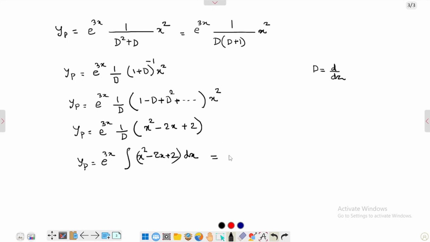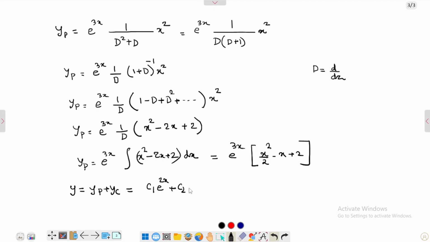So finally what I will get here is e to the power 3x, and I will get x cube by 3 minus x square plus 2x. So you got yp. So the total solution is y equal to yp plus yc. And my yc, first of all, is c1 e to the power 2x plus c2 e to the power 3x. Then I get plus e to the power 3x, and that gives me x cube by 3 minus x square plus 2x. And that's your answer.